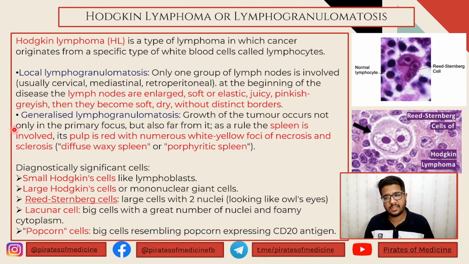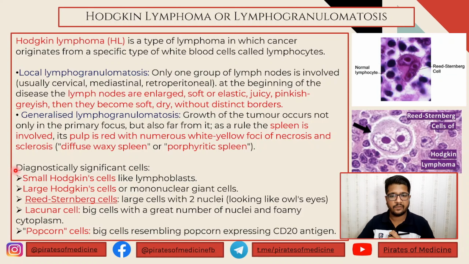Then we have generalized lymphogranulomatosis. The growth of the tumor occurs not only at the primary focus, but many lymph nodes are involved. As a rule, the spleen is always involved because the spleen is a secondary lymphoid organ. The pulp of the spleen is red with numerous white-yellow foci of necrosis and sclerosis. This is called diffuse waxy or porphyry spleen. So this is seen in lymphogranulomatosis or Hodgkin's lymphoma.